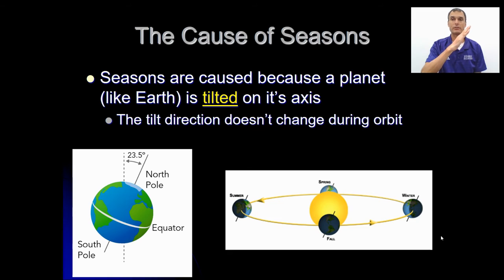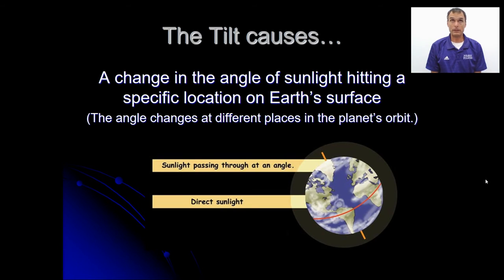And the tilt direction, this direction, doesn't change. You can see in the diagram on the right that tilt stays the same as the Earth orbits around the sun. And that is what causes seasons on Earth. The tilt of the Earth causes several things that lead to the differences in temperature that we see in seasons. The first is it changes the angle that light hits the surface of the Earth.